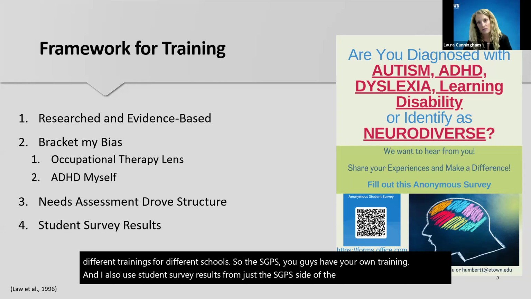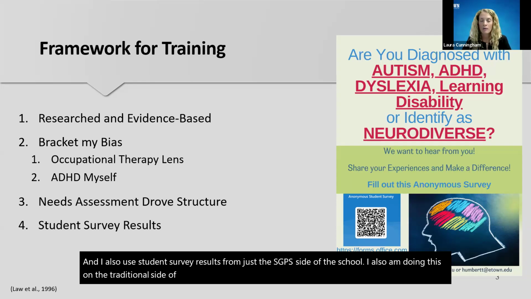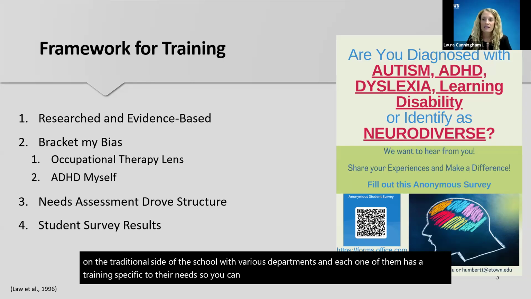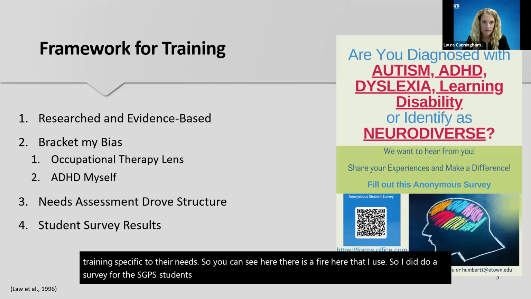I am also doing this on the traditional side of the school with various departments, and each one of them has a training specific to their needs. You can see here there is a flyer that I use. I did a survey for the SGPS students that are considered neurodiverse. I had 14 different students fill out the survey, and some of those results were included in this training.